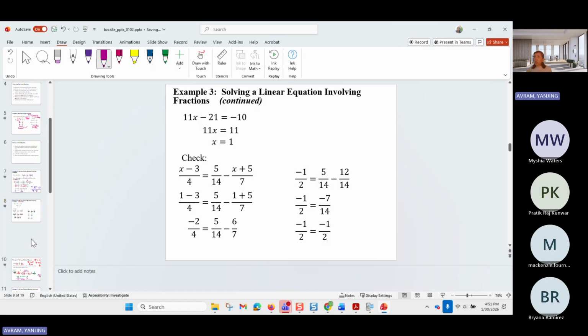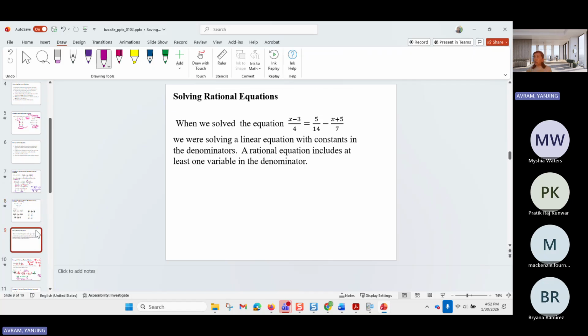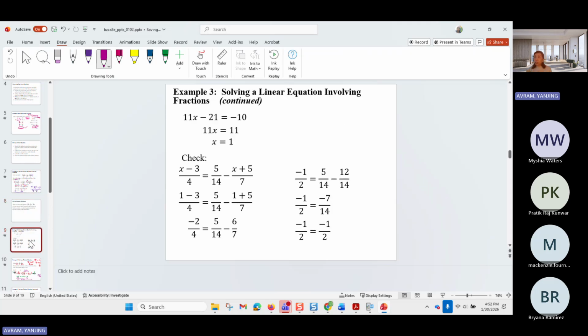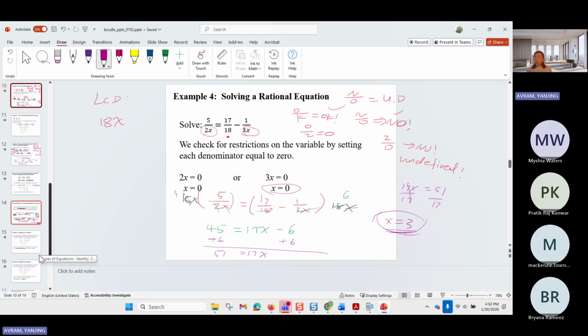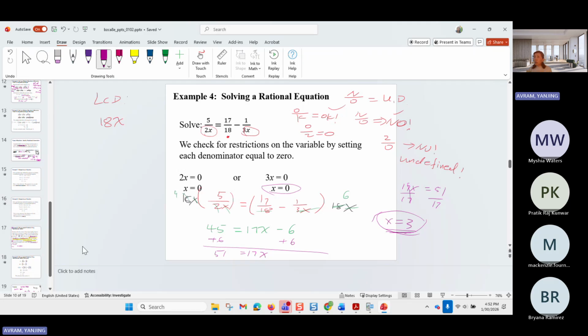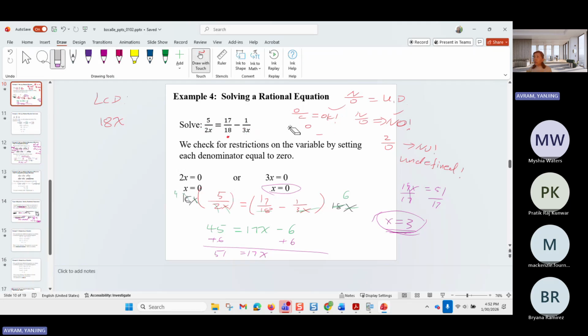All right, so that is how you do this one right here. Okay, I think we just solved this one earlier. Okay, so how do we solve this one right here?